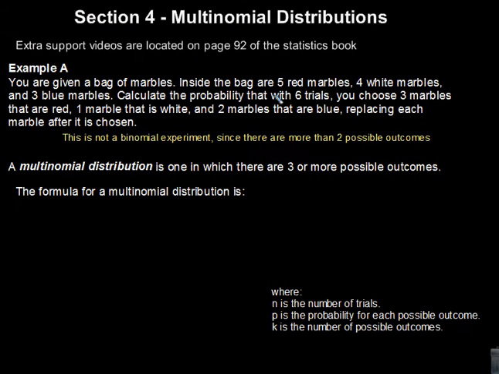Before we had a binomial distribution, now we're going to have a multinomial distribution. We've got a bag of marbles, and in that bag there's 5 red, 4 white, and 3 blue, and we're going to calculate the probability that 6 times we pull out a marble, put it back. How many times we will pick 3 red, 1 white, and 2 blue? So it's not binomial because there are more than 2 possible outcomes. Your outcomes are red, white, or blue.